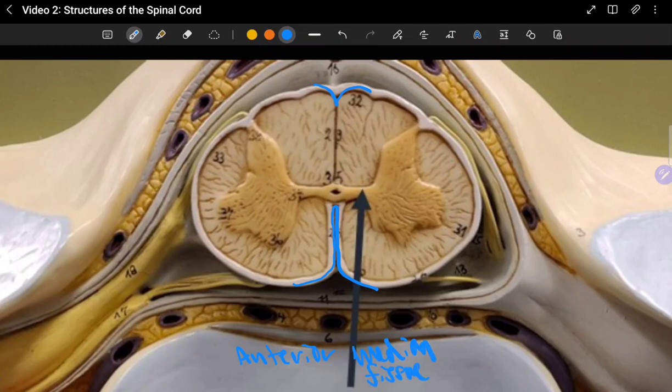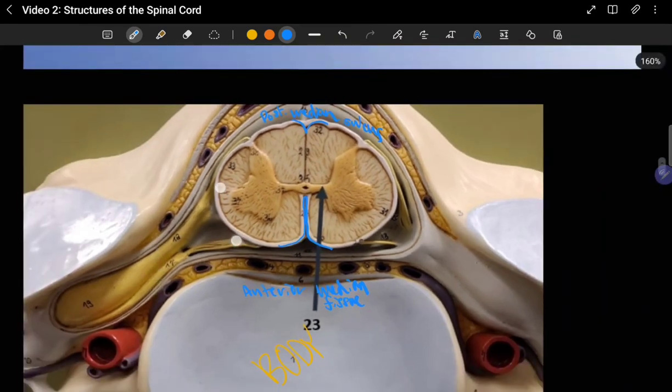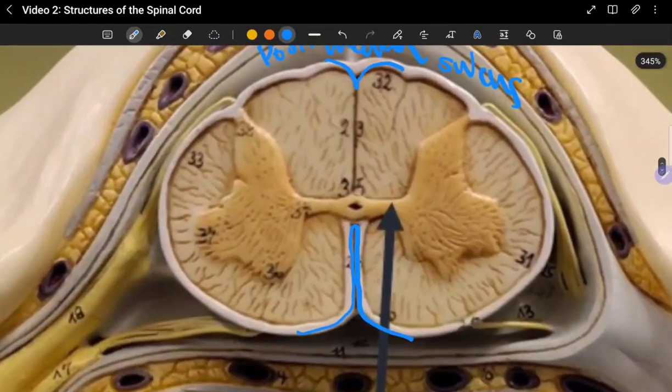On the posterior side, we have the posterior median sulcus. So a sulcus is a type of groove. It's not as extreme as a fissure. So when you're looking at a microscope slide and you don't have the vertebrae to orient yourself, find your median fissure and find your median sulcus. And that's going to tell you anterior versus posterior. That's really important to know because, again, students can get mixed up when they don't have the context of the vertebrae here. So that's really good information for a microscope question.